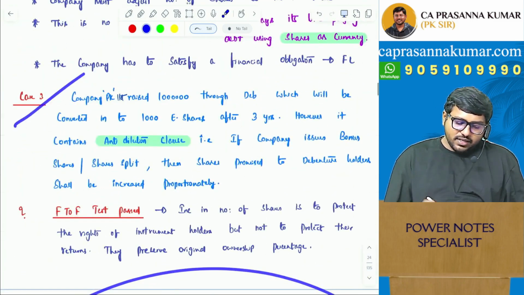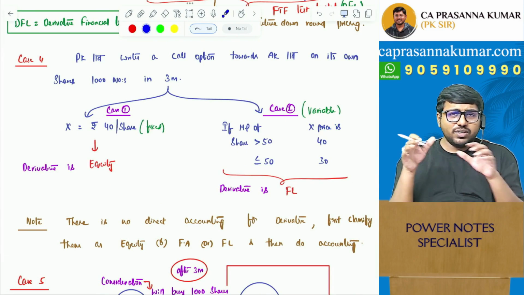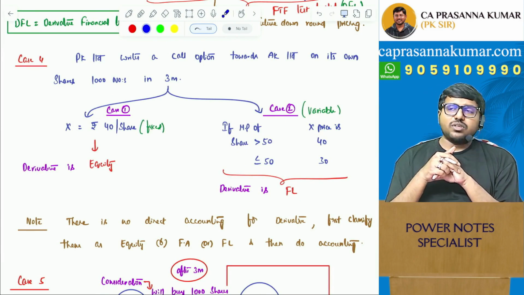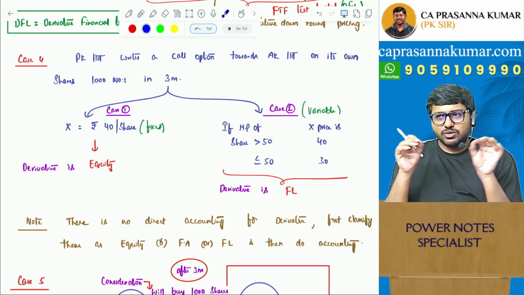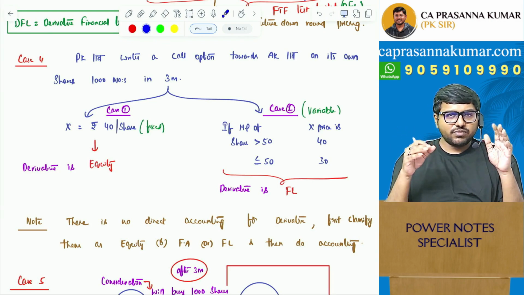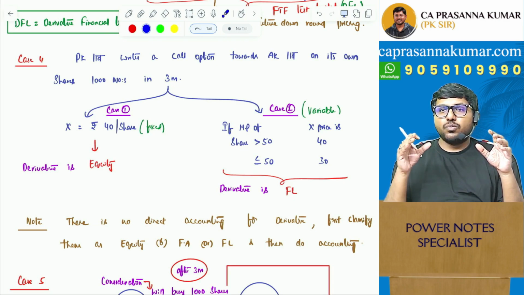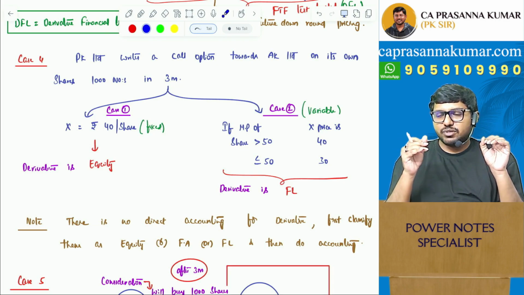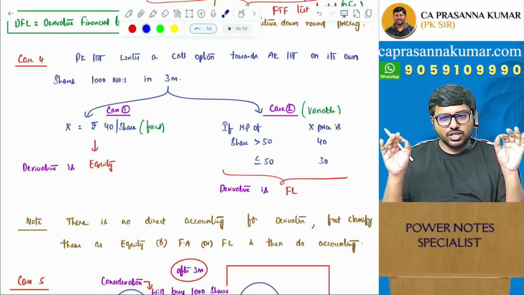So, case 3 is an important case, where ultimately what you learn is there are two types of anti-dilution clause. One is the share split, stock split, whatever it is, where the ultimate purpose of the anti-dilution clause is to protect the rights of the instrument holder, the investor or the debenture holder in this example, or to protect that ownership percentage, the 10%. In that case, it's fine. Fixed to fixed test is satisfied. It will be classified as equity instrument.